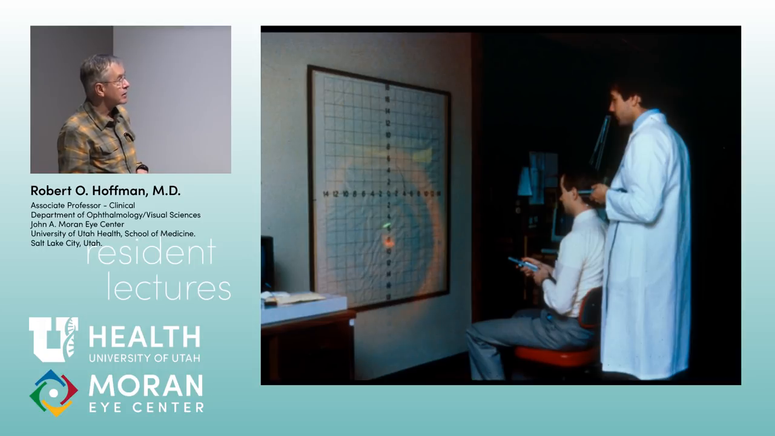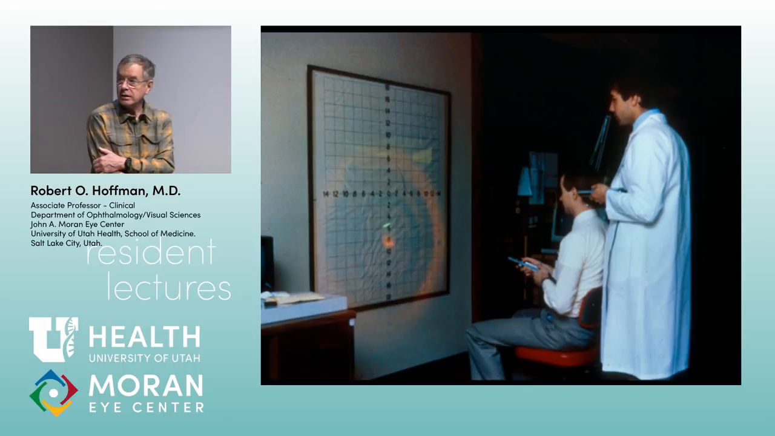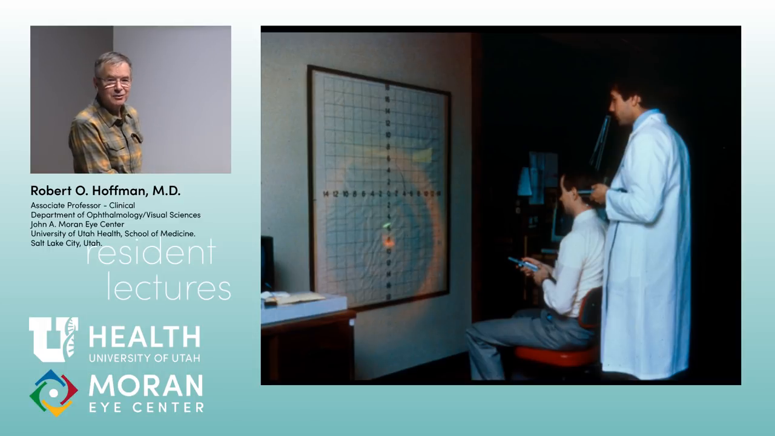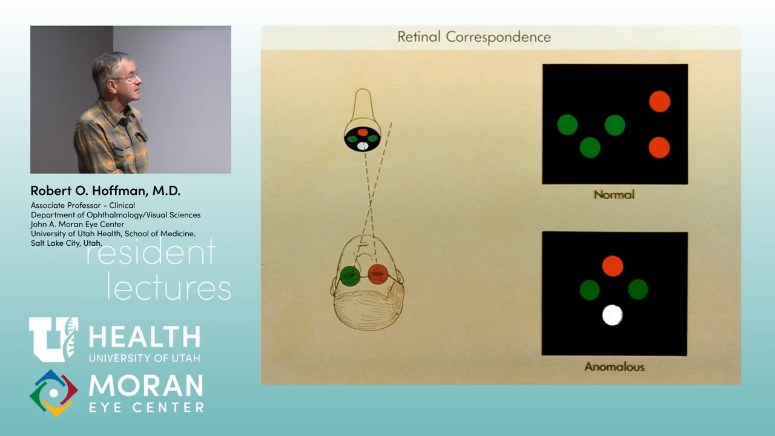This is the Hess screen where you can map out the deviation. You ran off with my Lancaster, the equipment for this, and I've never seen it since, and she denies any knowledge of it, so I don't think that one's going to surface. It's probably in somebody's office.